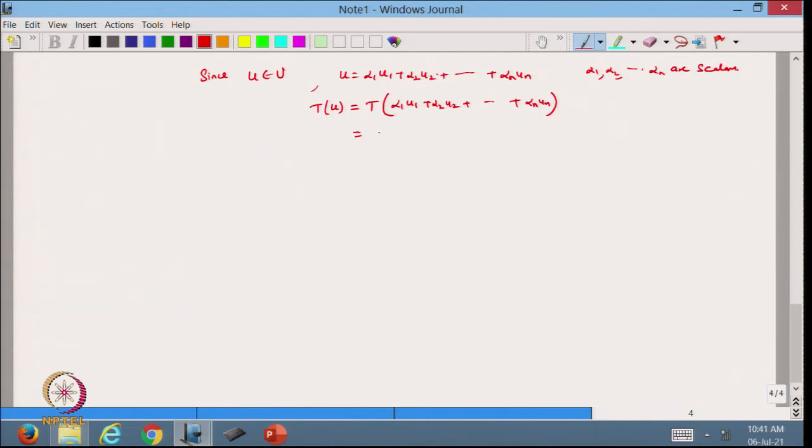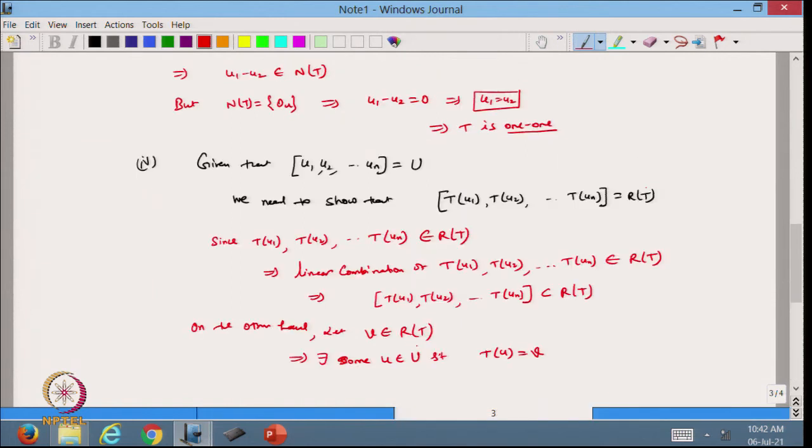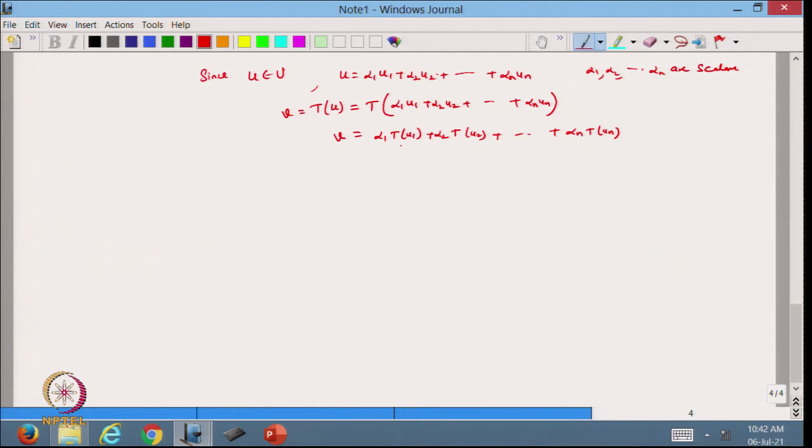And this I can write as alpha 1 T(U1) plus alpha 2 T(U2) plus up to alpha n T(Un), and this is equal to my V. So V can be written as this. I started with V from R(T), and I showed that V can be written as a linear combination of these, which implies that V belongs to the span of T(U1), T(U2), up to T(Un).